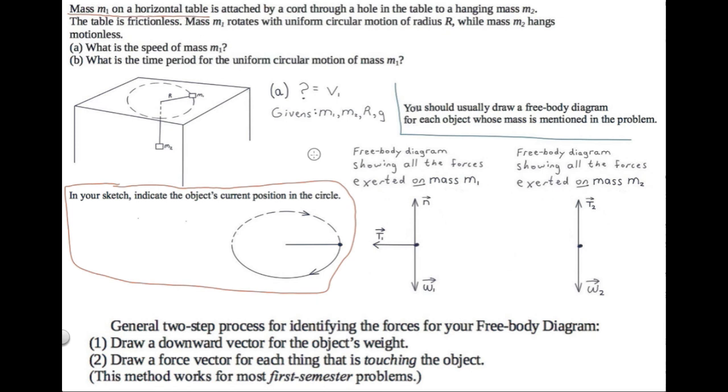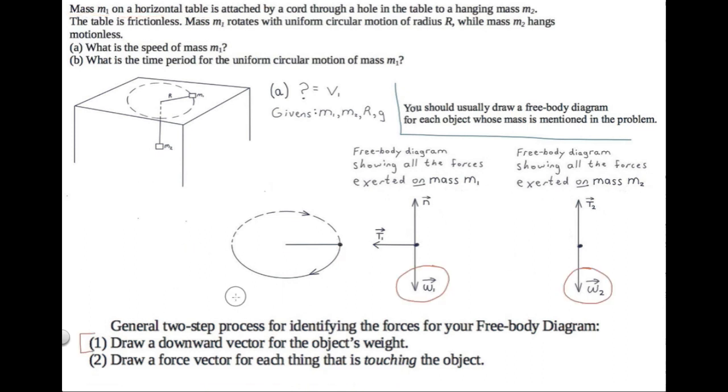Mass m1 is moving in a horizontal circle. For concreteness, let's assume that mass m1 is currently located at the far right of its horizontal circle, as we show by the dot in this sketch. Step 1, identify the weight forces. We identify a weight force exerted on mass m1 and a weight force exerted on mass m2. We use subscripts 1 and 2 to distinguish the weight force exerted on object 1 from the weight force exerted on object 2.